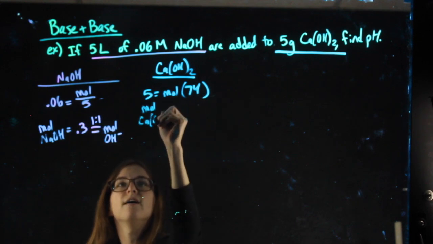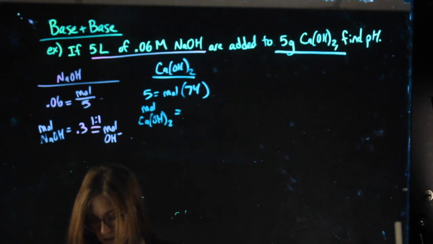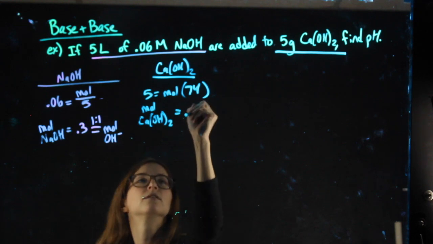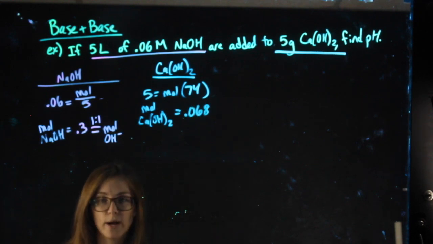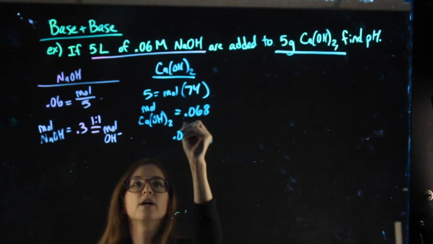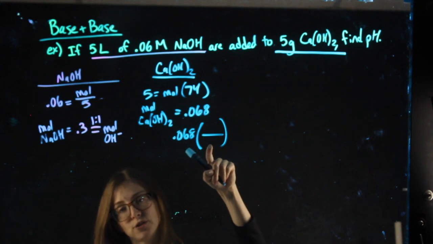So my moles of calcium hydroxide is 0.068. It does not equal my moles of OH. I need to do a 2-to-1 ratio. Again, these come from the coefficient for the dissociation.